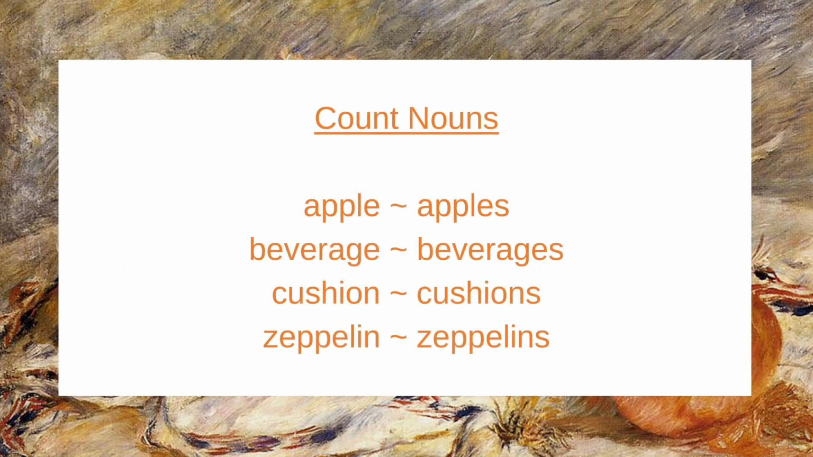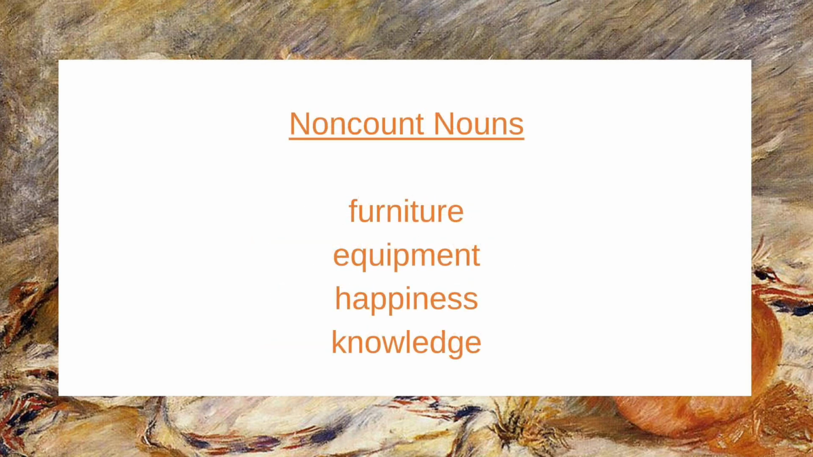Most nouns can be counted. Most nouns therefore have singular and plural forms. Nouns with singular and plural forms are count nouns. However, some nouns cannot be counted. A non-count noun is a noun that cannot be counted and that lacks a plural form.